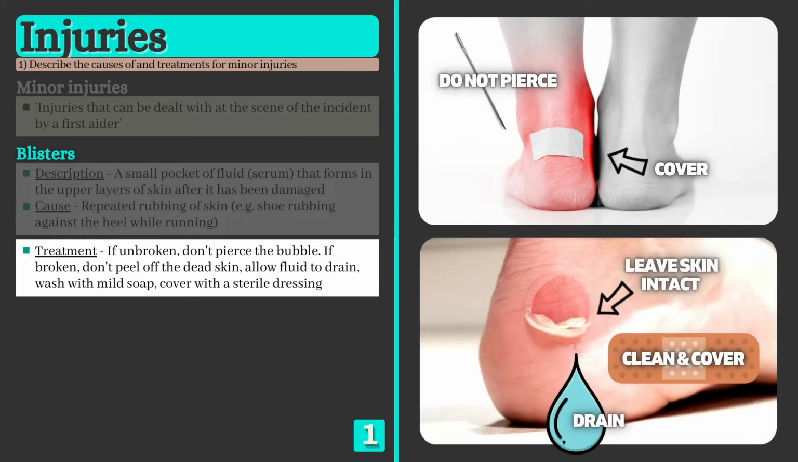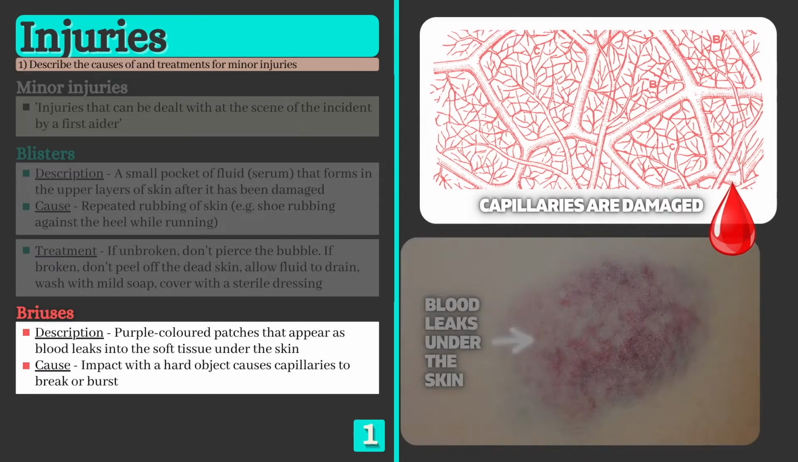If a blister has already broken, however, the dead skin should be left intact and the fluid or serum allowed to drain. The area should then be cleaned using mild soap and water and covered with a dry, sterile dressing to prevent infection. Number 2.